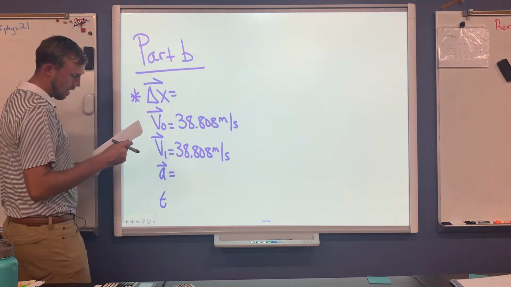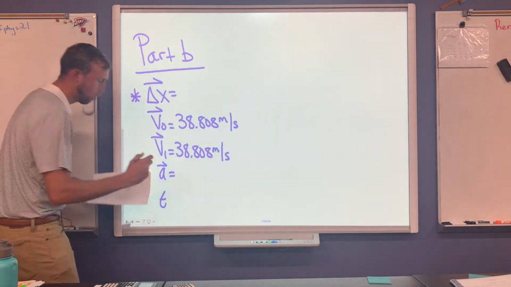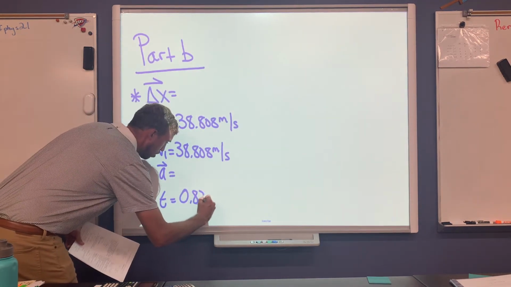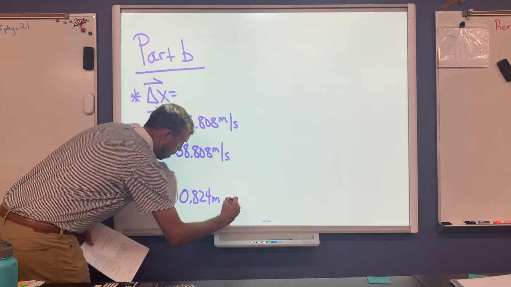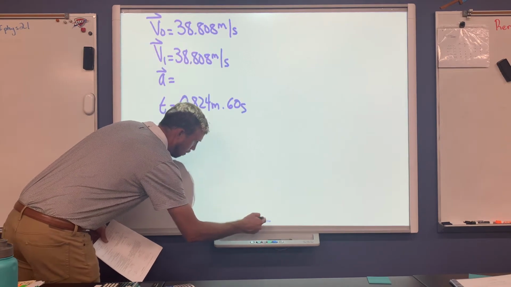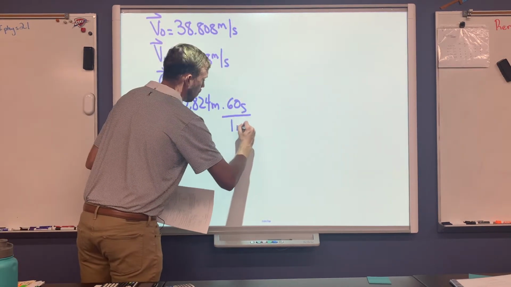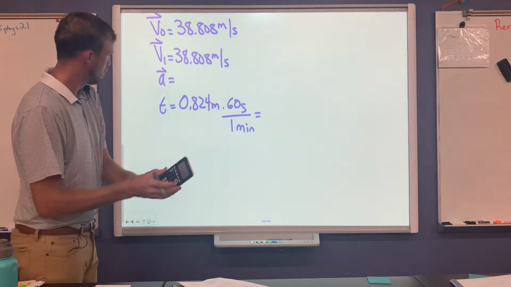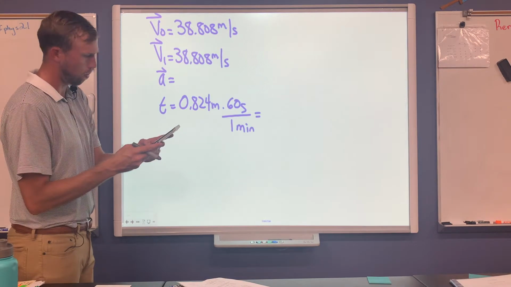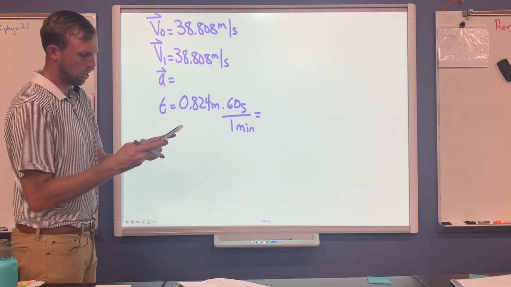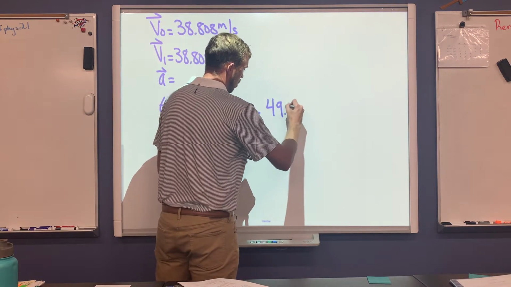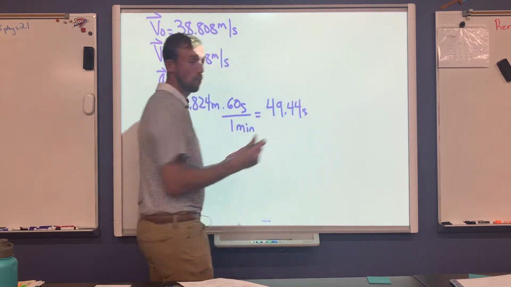Okay, and then we're told a time of 0.824 minutes. So 0.824 minutes, and then I do know that there are 60 seconds per 1 minute. I'm just going to go ahead and make that conversion real quick. So it should be about 30 or 40 seconds. 0.824 times 60 is about 49.44 seconds. Just so I make sure I have an appropriate time limit here.